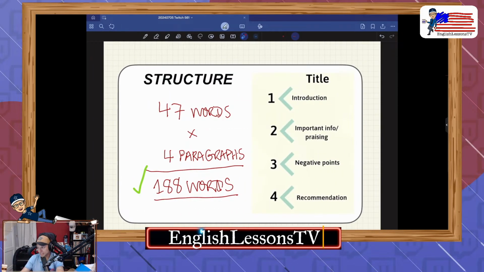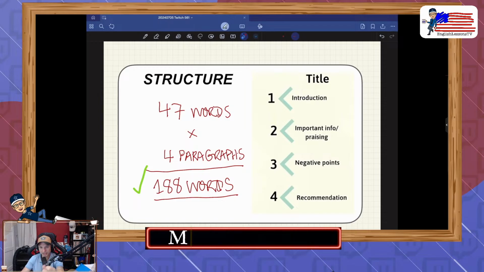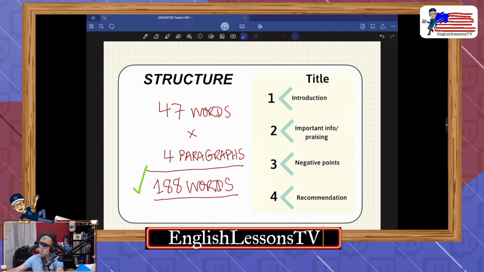The structure in this case is going to be 4 paragraphs. Okay, so if we are focusing on 190 words, and we divide that into 4, that's 47. So 47 words in 4 paragraphs, that's 188 words. You shouldn't try to get anything less than that. So now we're going to focus on the structure one by one.